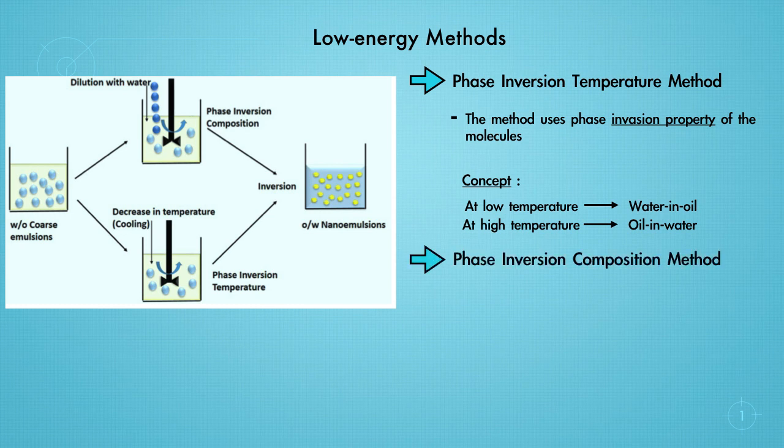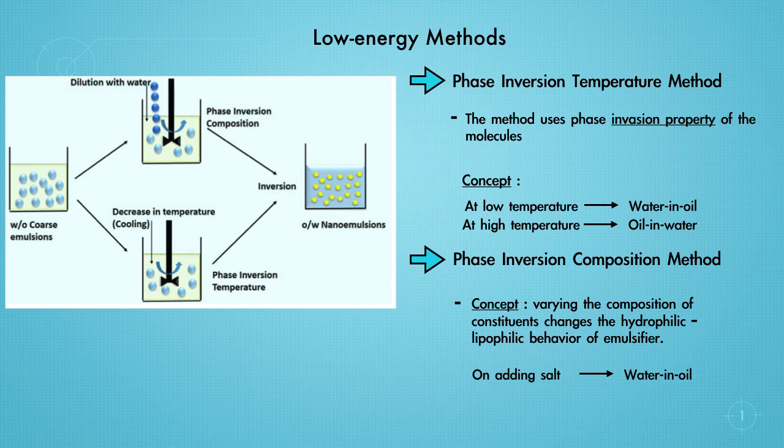The second technique is the phase inversion composition method. The concept behind this technique is that varying the composition of the constituents changes the hydrophilic and lipophilic behavior of the emulsifier. For example, on adding salt to an oil-in-water nanoemulsion with an ionic emulsifier, the electric charge of the surfactant will be changed and it will turn into a water-in-oil emulsion system. So we can directly change the oil-in-water emulsion to a water-in-oil emulsion system.